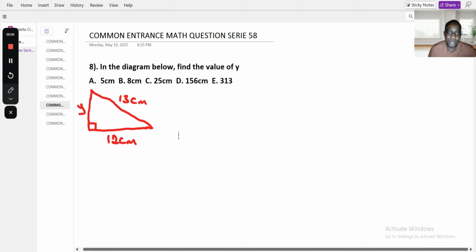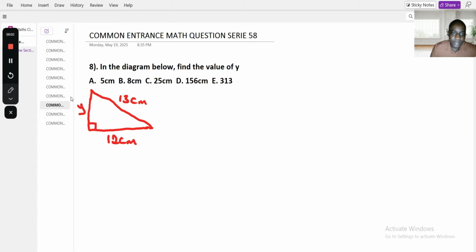In the diagram below, find the value of y. This is the Pythagoras theorem. To solve this question, the hypotenuse, this is what they call the hypotenuse.